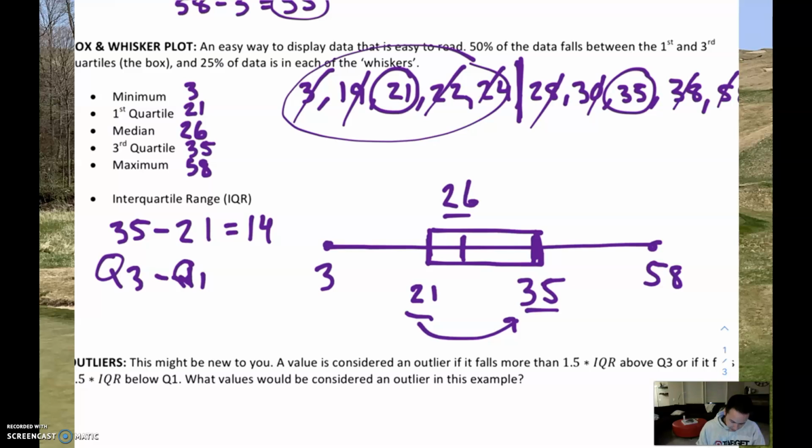Let me try writing that again. Q1. So the third quartile minus the first quartile gives you the interquartile range.